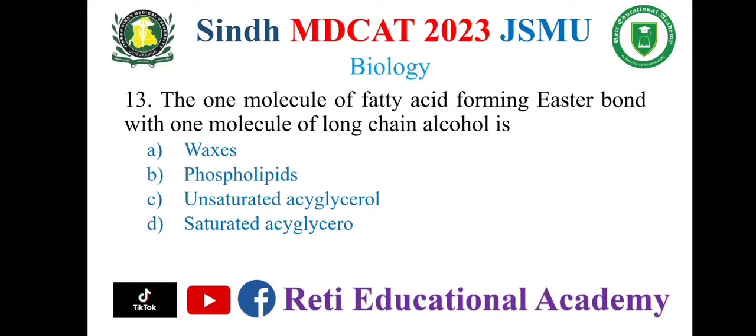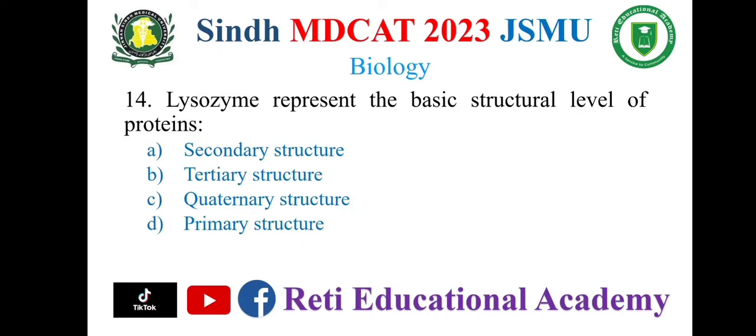Question number 13. The one molecule of fatty acids forming ester bond with one molecule of long chain alcohol is A. Waxes. B. Phospholipids. C. Unsaturated acylglycerol. D. Saturated acylglycerol. And the correct option is A. Waxes.